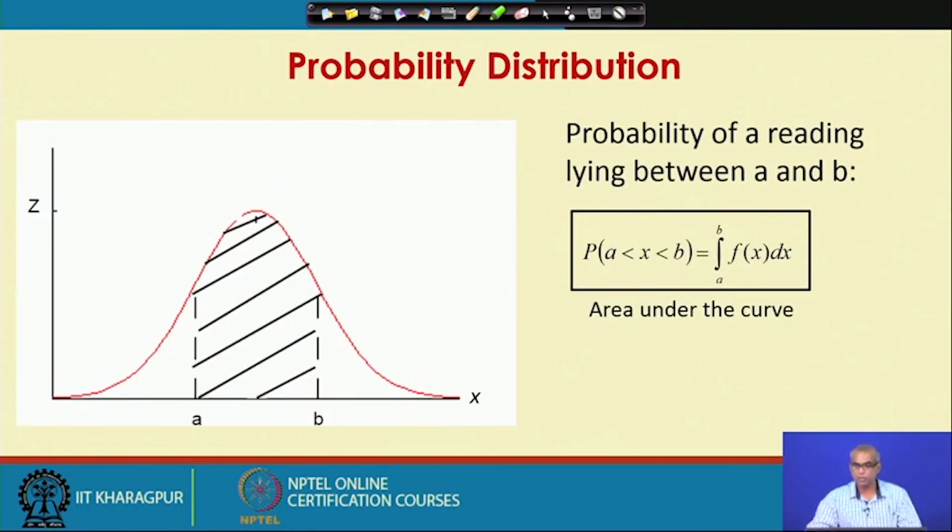So, the probability of a reading lying between A and B is given by the area under the curve between these two points. So, this is the z equal to f x relation. You can consider it was initially a histogram, and then I made the bin size extremely small, so that I was able to draw this smooth continuous curve.